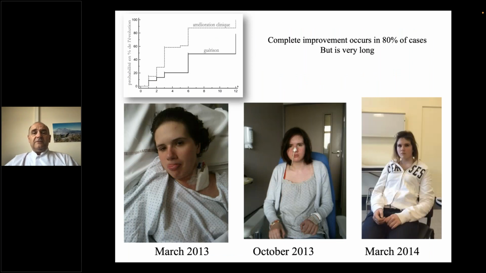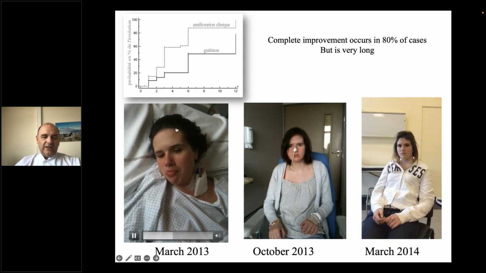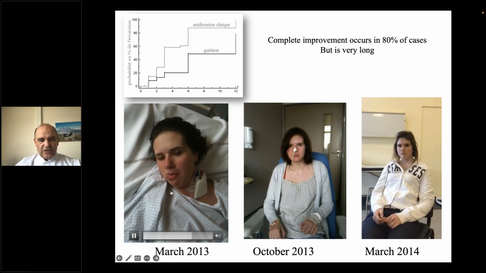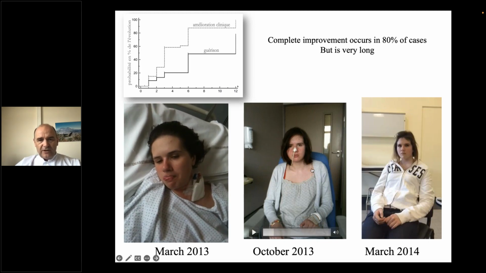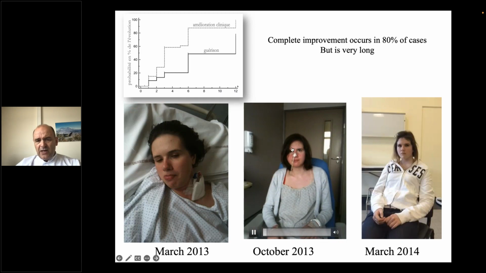What about the improvement? Complete improvement of the patients occurs in 80% of cases, but it's very long. It's illustrated by these patients. In March 2013, she was hospitalized in ICU without ventilation. You can see the orofacial dyskinesia. In October, after immunoglobulins and rituximab, she was able to discuss, but she was hospitalized in psychiatry. She refused to eat anything.